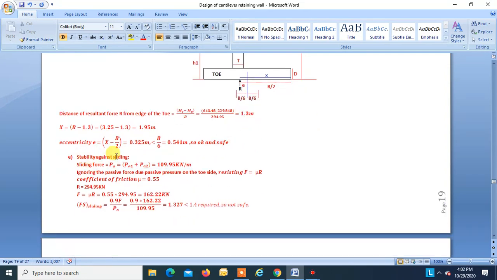Now we have to check the stability again in sliding. Sliding force, we know PA total is 109.95, ignoring passive pressure. Force due to passive pressure.